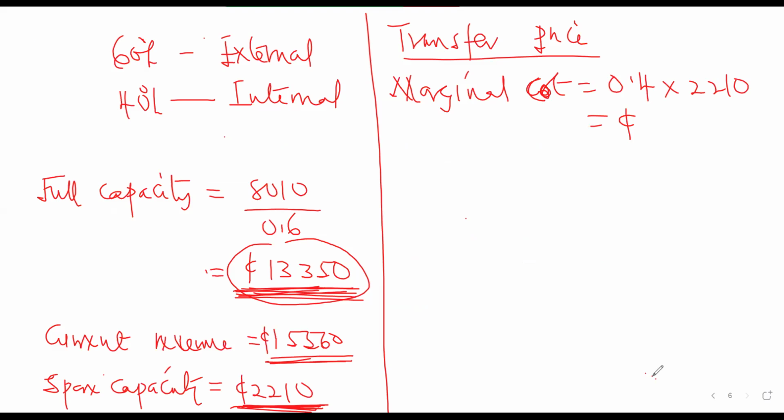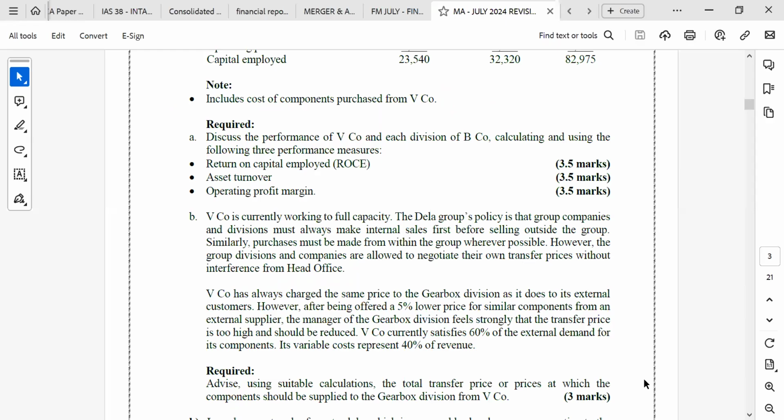$884. Okay. So we are having 884. But the transfer, what is the policy? What is the transfer policy? They say that all internal sales must be met before what? Before the external ones. Okay.